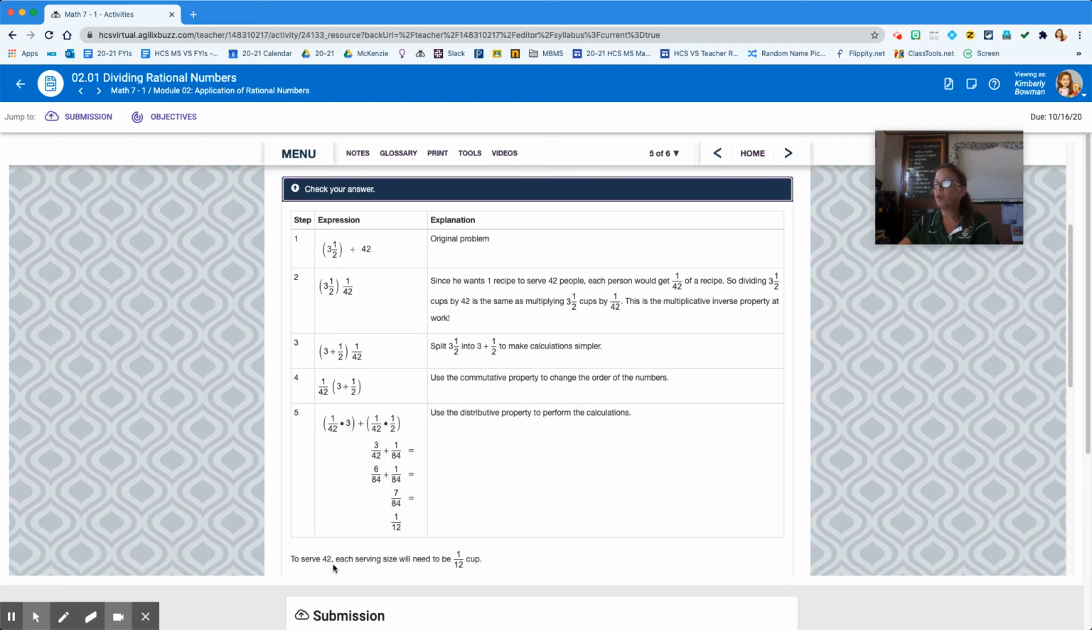So to serve 42 people, he would need to break that batch up into 1/12 cup portions. And I don't know where there's any 1/12 of a cup measuring cup. I've never seen one. I would probably just split it in half, and then split it in half, and then split it in half until I ended up with enough. But anyway, let's go to the next slide.